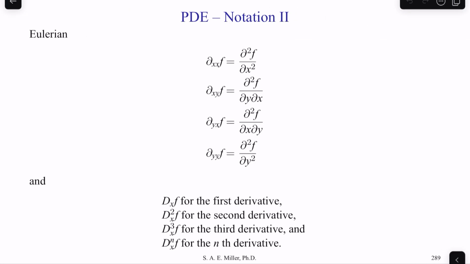A little bit more about PDE notation. Let's look at the so-called Eulerian notation. The right-hand side is very much the same. We're doing second partial derivatives with respect to f in the x and y directions and all the combinations. We left out z just for simplicity, but there'd just be more components.